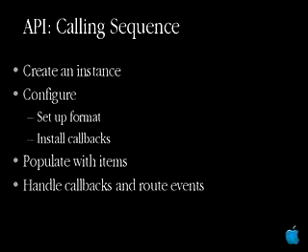All right, here's the sequence that Jonathan just demonstrated to you to create and display a data browser. It's pretty straightforward. You create it, one call. You configure it. There's a couple of steps there. You set up the format. In the case of the list view, you need to add your columns. You install your callbacks. Then you populate with your initial set of items. Then the last step is just handling the runtime, handling the callbacks as the data browser dispatches them, and routing the raw events into the data browser. I'll walk you through that.